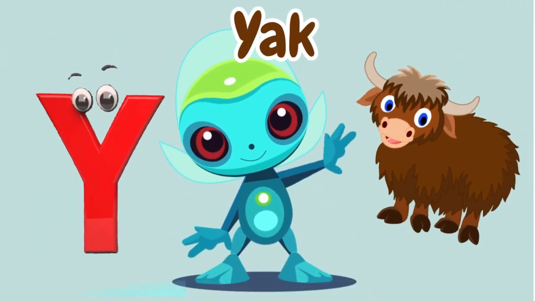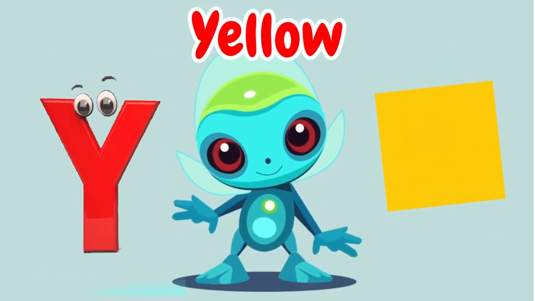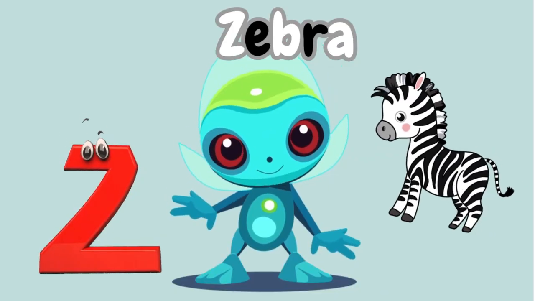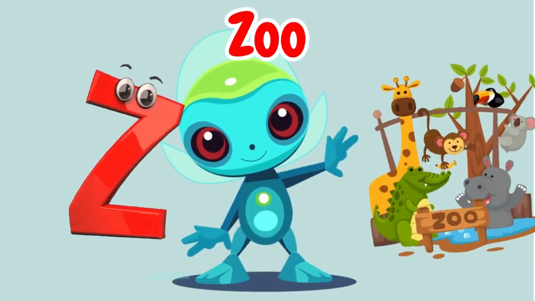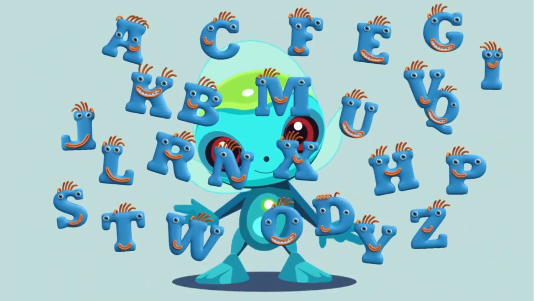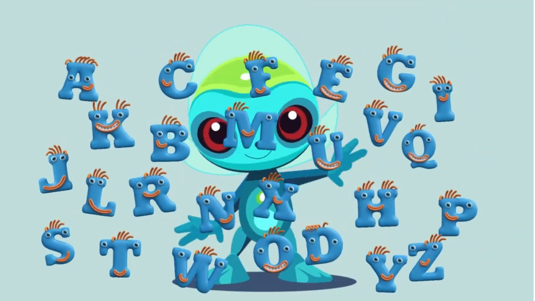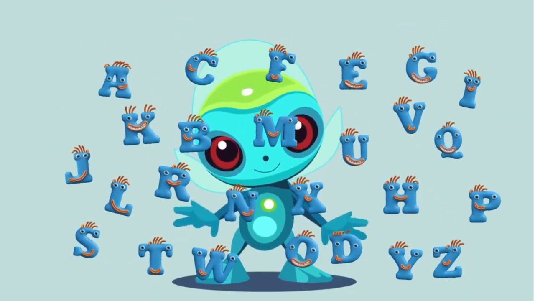Y is for yak, yak. Y is for yellow, yellow. Z is for zebra, zebra. Z is for zoo, zoo. Let's sing our ABCs. Let's learn our sounds. Come along and sing with me.